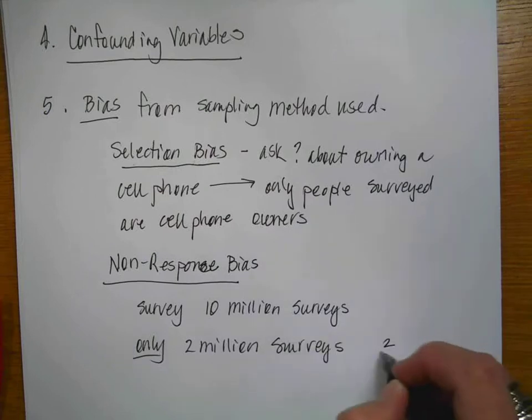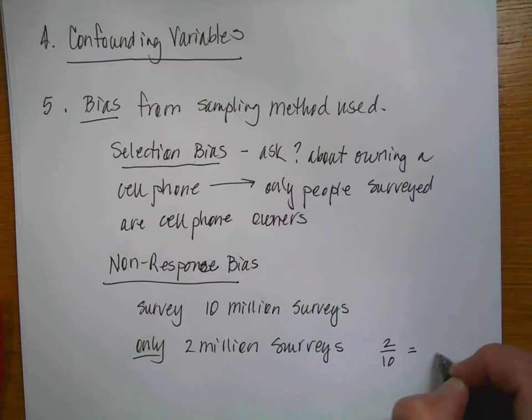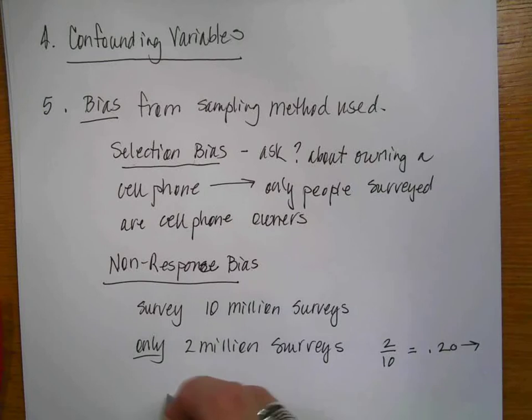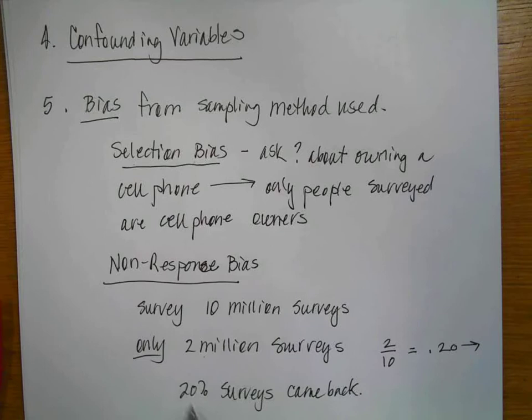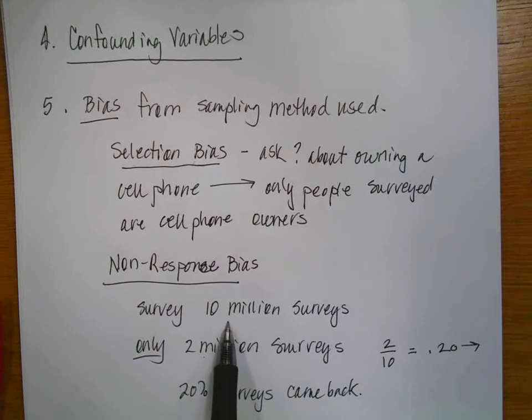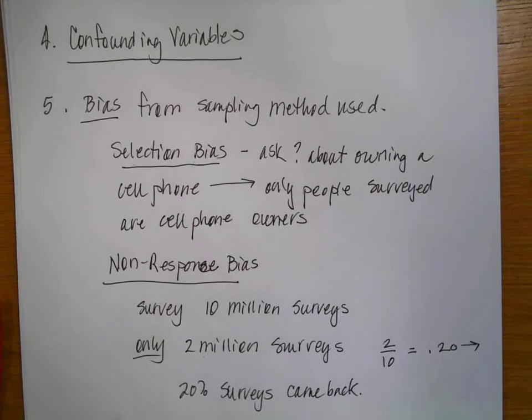okay? So if you do the percentages, 2 divided by 10 is only going to be 0.2. So only, I'm going to change this into a percentage, 20% of the surveys came back. So really, although 2 million is a big number, you only got back 20% of the surveys that you sent out. So if you go ahead with the study, it looks like you really had a big group of people, but in fact you really only got 20%.